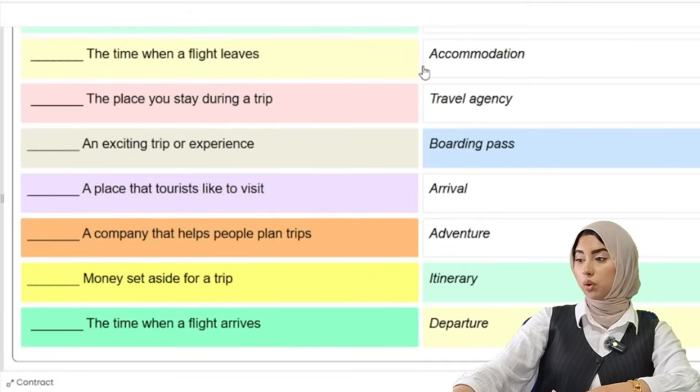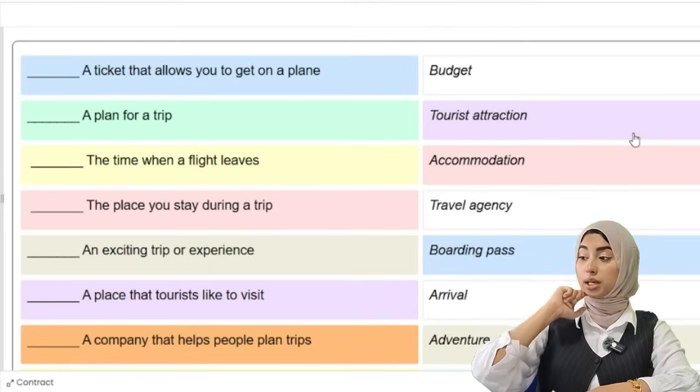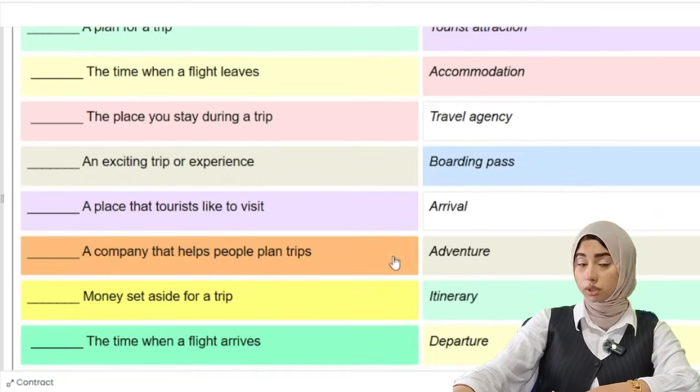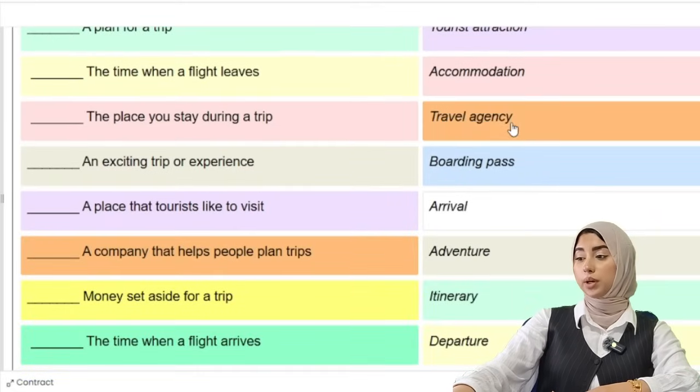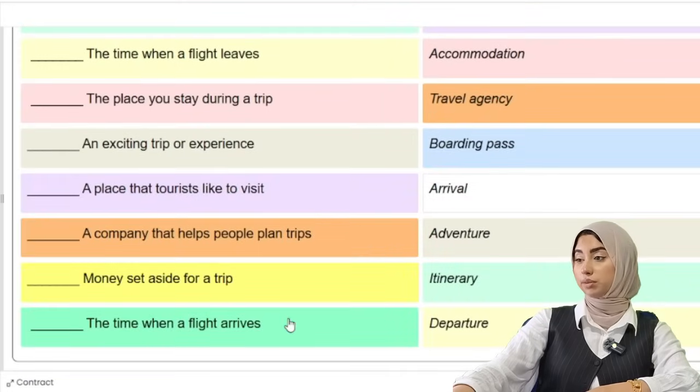Accommodation, thank you. Well, yes, an exciting trip or experience. Adventure, great. A place that tourists like to visit. Tourist attraction, great. A company that helps people plan trips. Travel agency, wow. Okay, money set aside for a trip. Budget, thank you. And the last one, the time when a flight arrives. Yes, arrival, thank you so much.